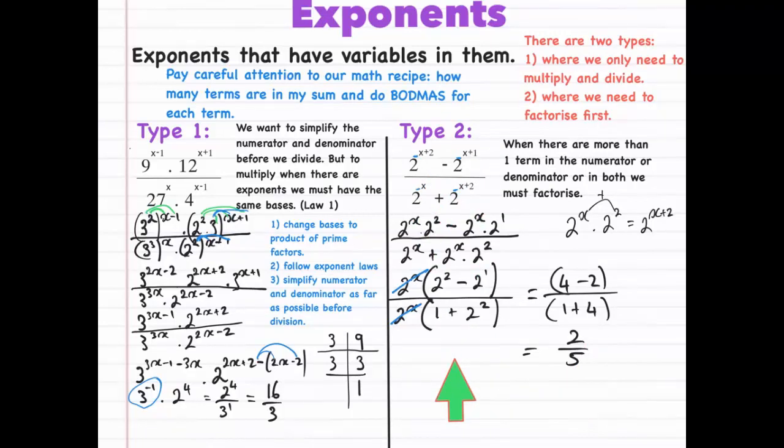Way easier, right? So what do you have to remember here? If we have pluses and minuses and our exponents have variables, we are trying to factorize, because we have to factorize when there's more than one term in the numerator and in the denominator. So look for a common factor. How can we find them?